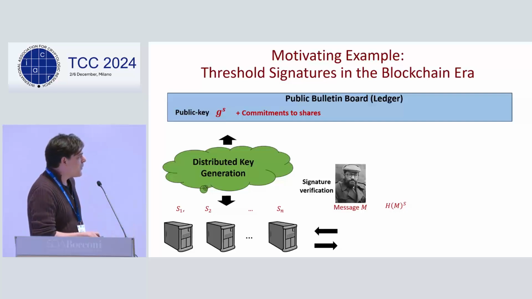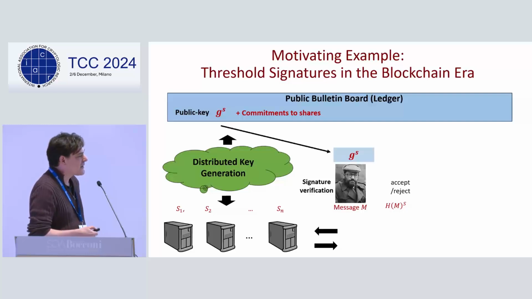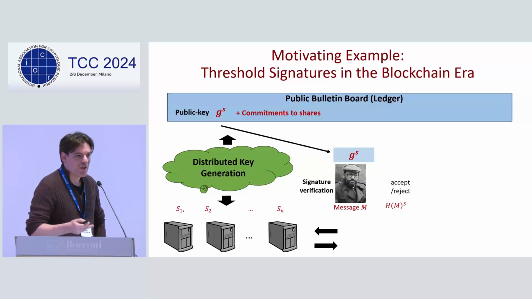So Umberto Eco wants to verify this message, so he downloads the public key, and now he can apply the standard verification algorithm for the signature and accept or reject the signature.